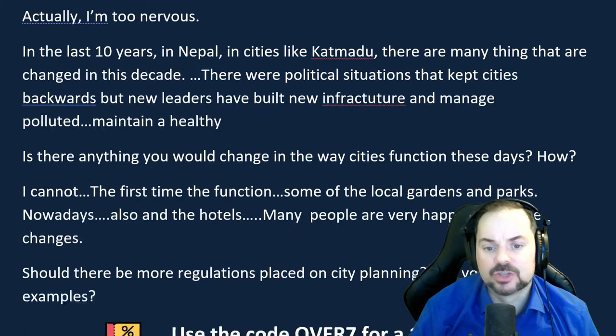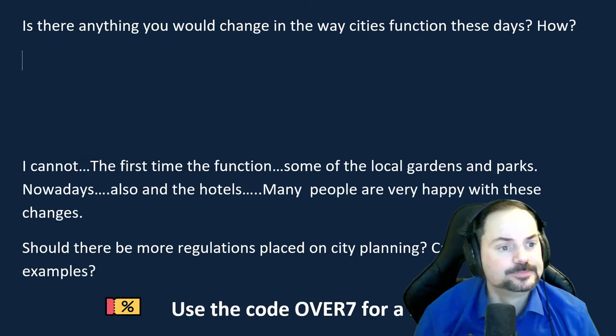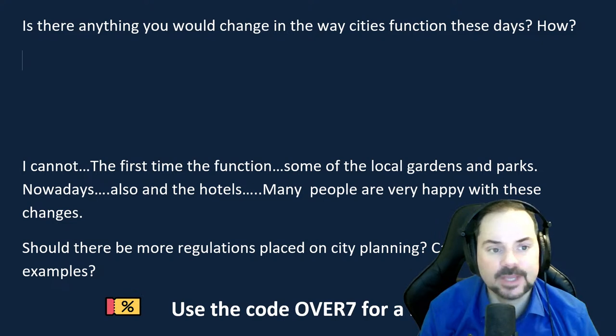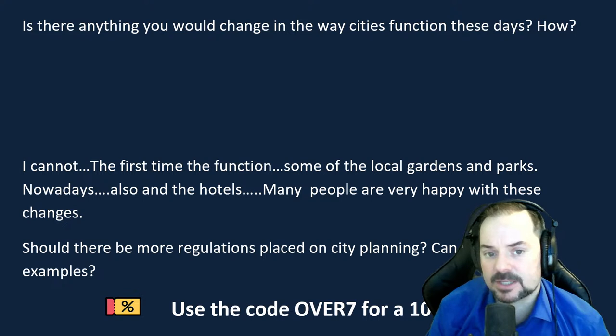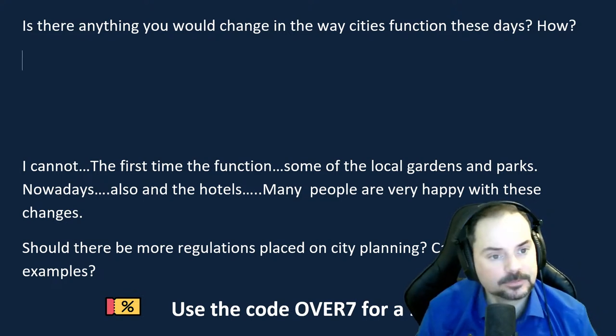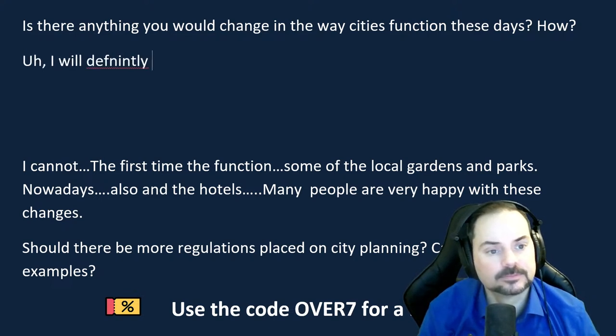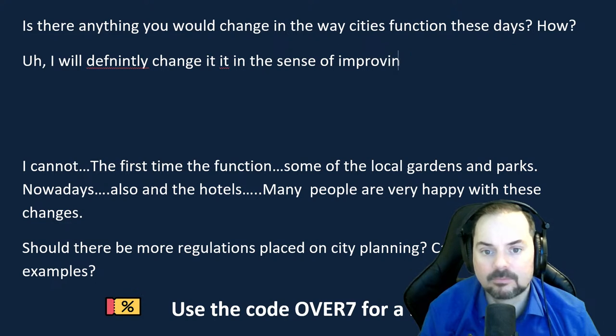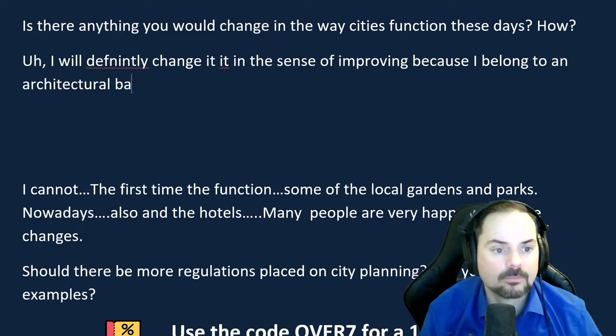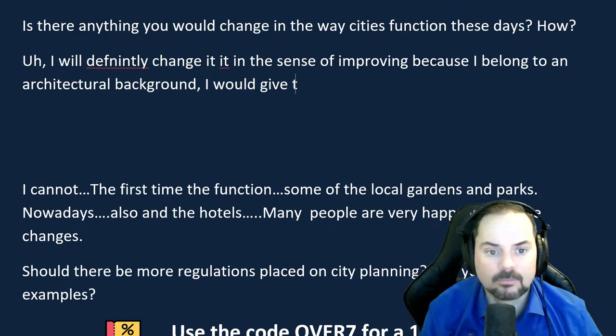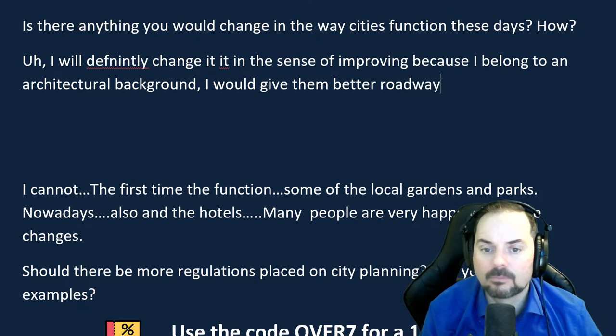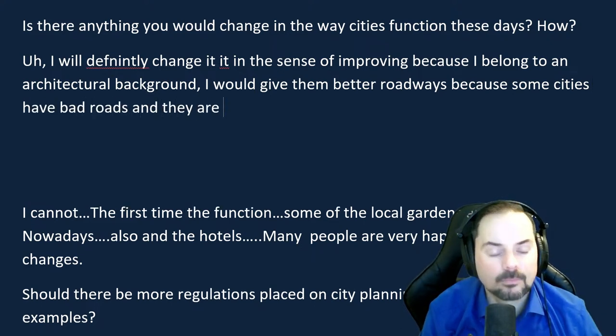Is there anything you would change in the way that cities function these days? And if yes, how? Hello? Yes, I'm here. Is there anything you would change in the ways cities function these days? And if yes, how? I will definitely change it in the sense of improving, because I belong to an architectural background. So I love to give them a better transport system. I can say better roadways, because some of the cities don't have a good quality of road, or they are lacking in transport, and there are lots of traffic. So I will do some urban planning for them.